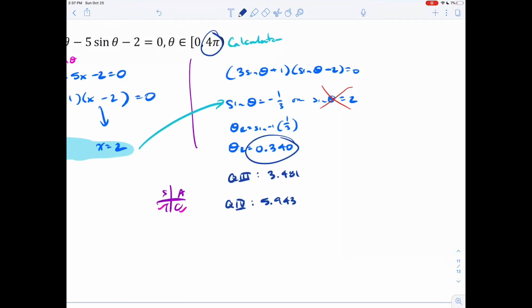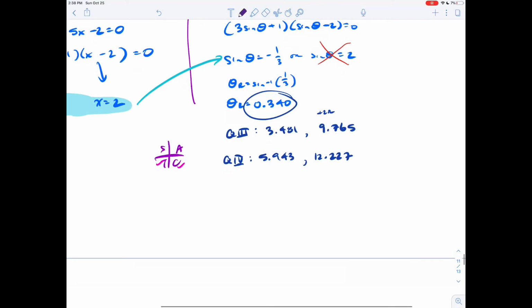But we can also go as high as 4 pi, so we need to add whatever is coterminal. So if we add 2 pi to each of those, this one's already on my screen, so plus another 2 pi is 12.227. And this other one, let's go back to inverse sine of positive 1/3. What did we do? We added pi to get to 3.481, and let's add another 2 pi. That gives me 9.765.